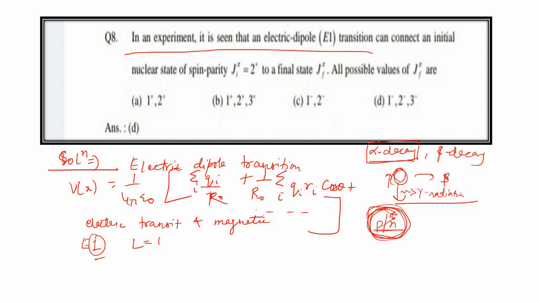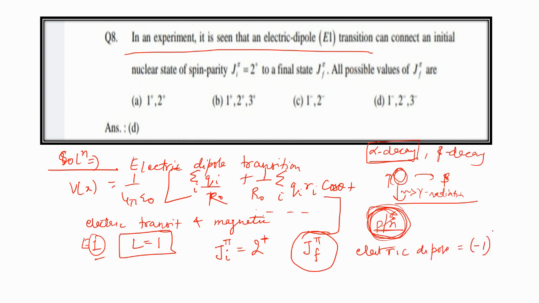E1 means L is equal to 1, orbital angular momentum is 1. Now in the question, the total angular momentum is given as 2 positive, right? And in the final state we are asked to find all possible values. You know that L is 1, and for electric dipole, parity is given by minus 1 raised to the power L, and minus 1 to the 1 means parity will change. So from that you can eliminate these two options because parity is not changing in them, right? Now we are left with these two options.